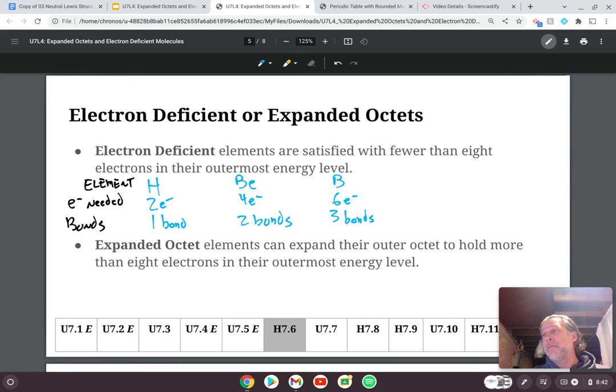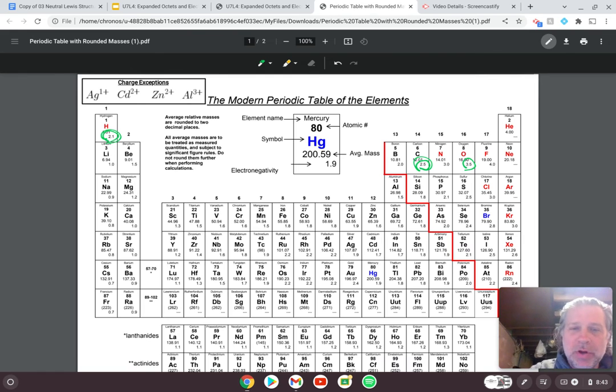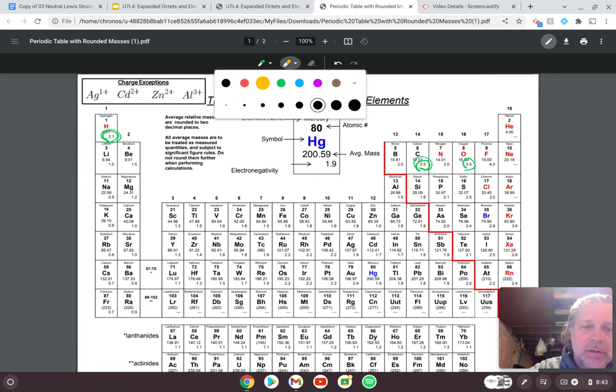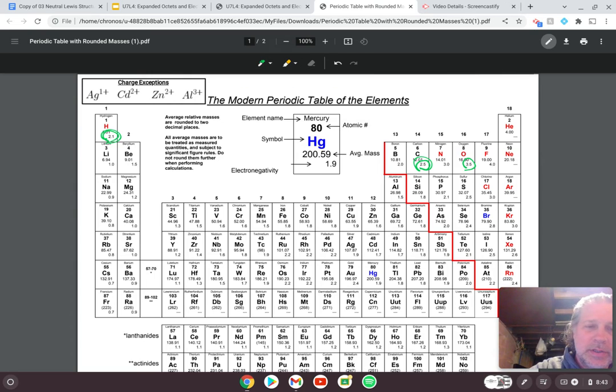The expanded octet, though, is, and I'm going to jump over to the periodic table to show you in a minute, when we start drawing structures that have elements from the D block that sort of get involved. So what I mean by that is we have elements that are after, well, let me go over here. So just to refresh your memory, this is your D block.